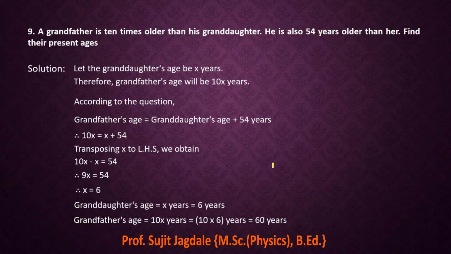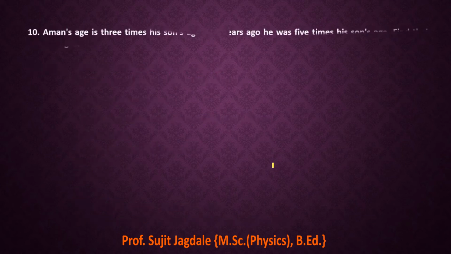So this is example number 9. And now the last example is example number 10. Aman's age is 3 times his son's age. 10 years ago, he was 5 times his son's age. Find their present ages. Now here Aman's age is 3 times his son's age. That means it is a present condition. 10 years ago, that means we have to move back. 10 years ago, he was only 5 times his son's age. Now find their present ages.